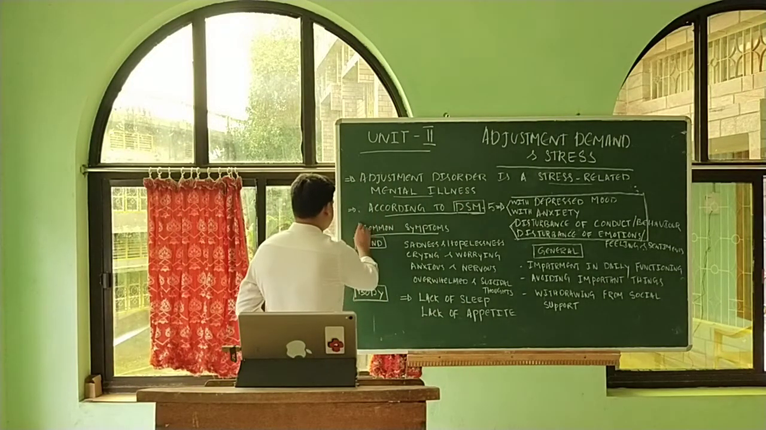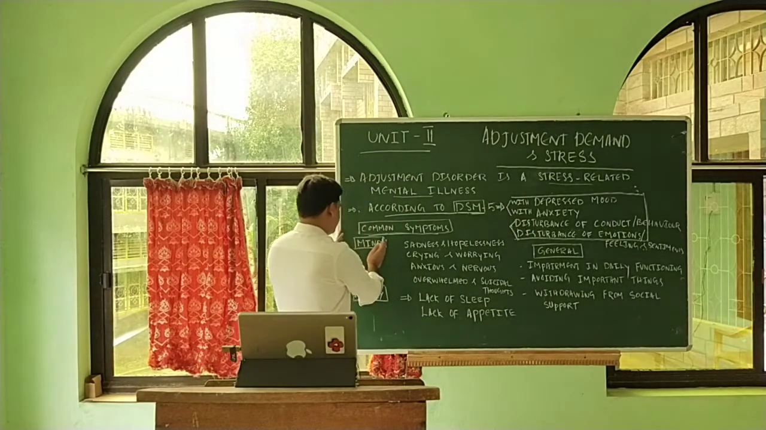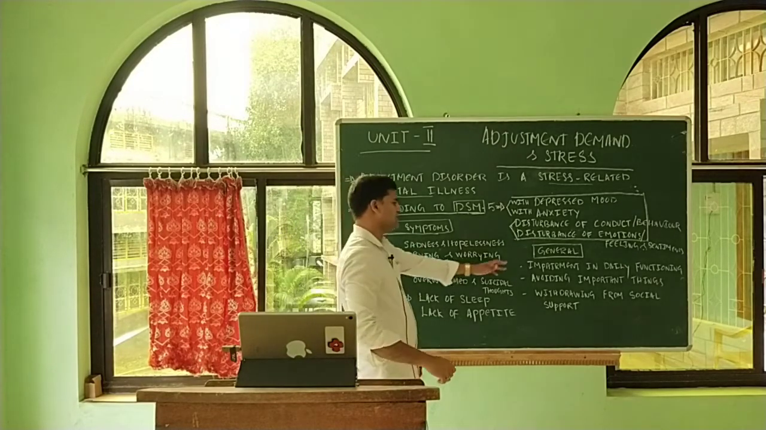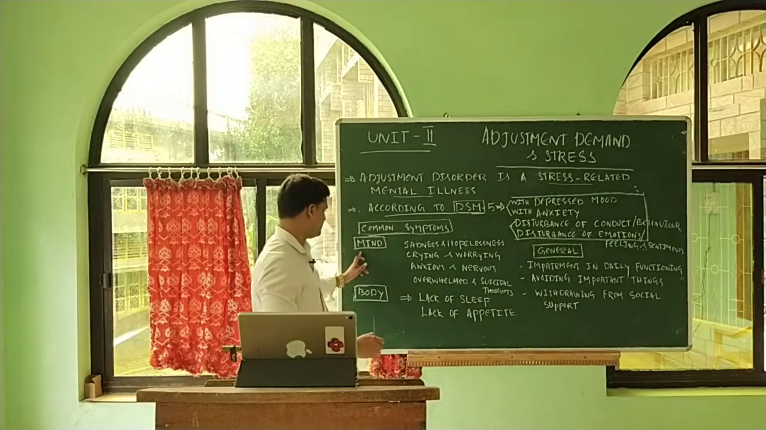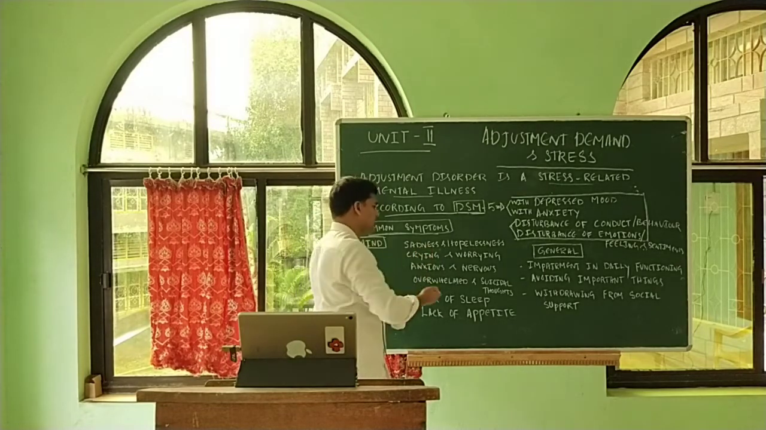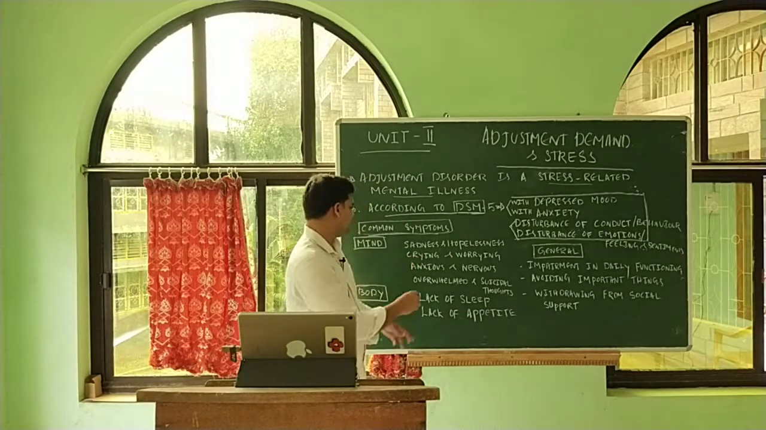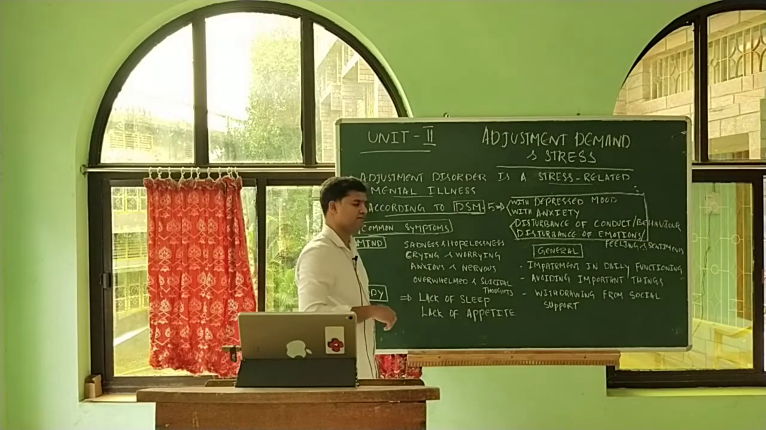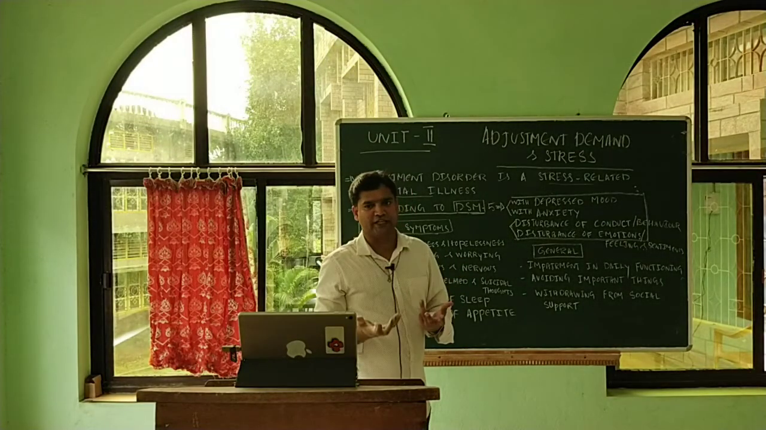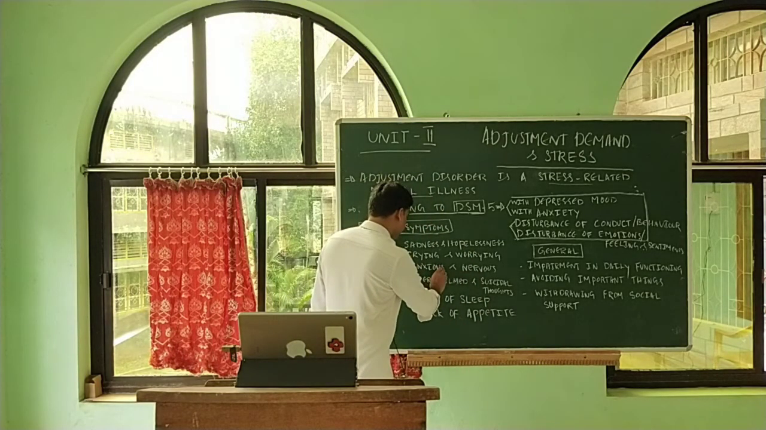And there are some common symptoms of adjustment disorder. Basically it is an elaboration of these four basic criteria. There are some symptoms in the mind and some symptoms in the body. And there are some general symptoms. So symptoms in the mind include sadness and hopelessness. The person experiences hopelessness. Then the person will be engaged in crying, very often crying, or the person will be extremely worrying. So crying and worrying. And the person will be anxious, very anxious.